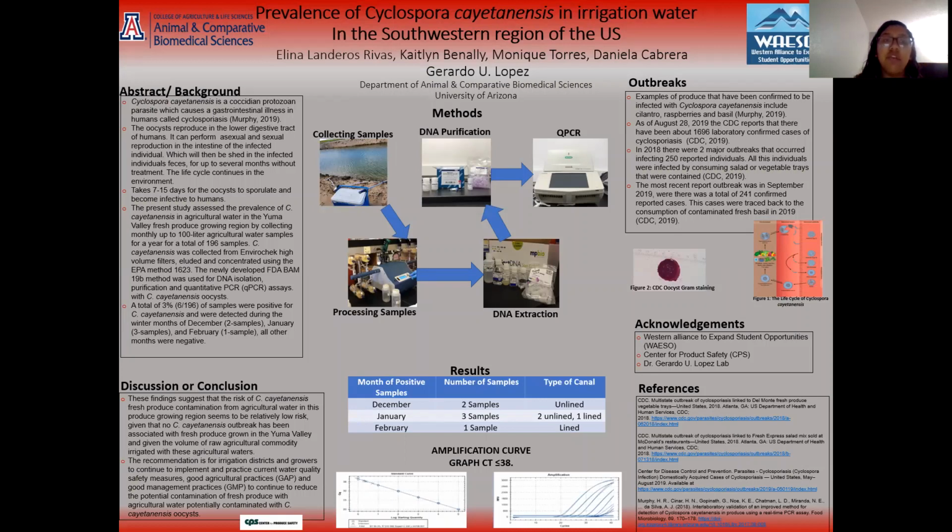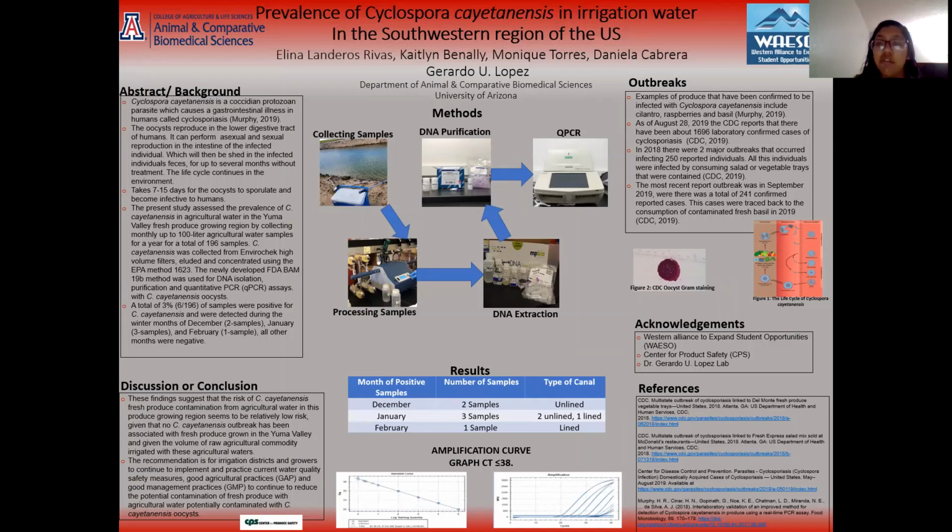The oocysts reproduce in the lower GI tract of humans. It can perform asexual and sexual reproduction in the intestine of infected individuals, and the oocysts are then shed in the infected individual's feces for up to several months without treatment. The life cycle continues in the environment. It takes 7 to 15 days for the oocysts to sporulate and become infectious.